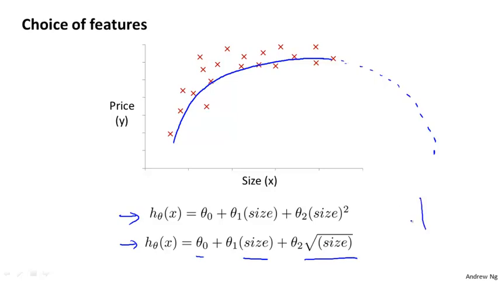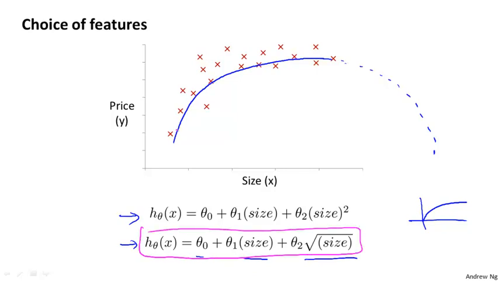So the square root function is this sort of function, and maybe there will be some values of theta 1, theta 2, theta 3 that will let you take this model and fit a curve that looks like that, and goes up but sort of flattens out a bit and doesn't ever come back down. And so by having insight into the shape of the square root function and into the shape of the data, by choosing different features, you can sometimes get better models.